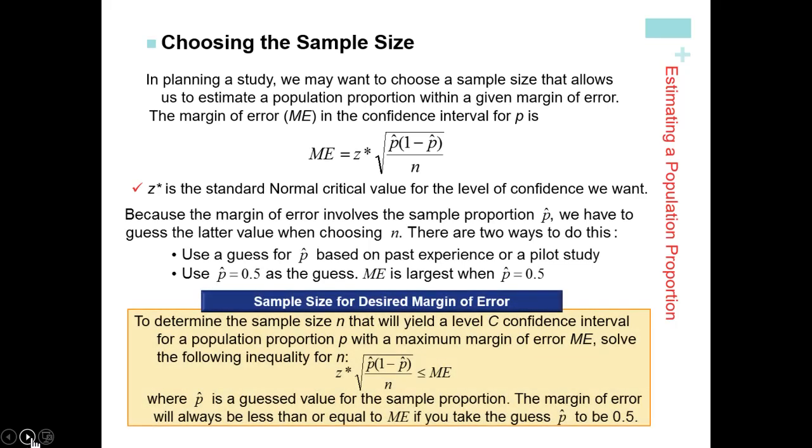So these are problems where it says, we want the margin of error to be this. So what should our sample size be? So we know our margin of error and we're trying to solve for our sample size. So we're going to get the z-score. We're going to usually use 0.5 as our guess, and then solve for n with what we know from our algebra 2.